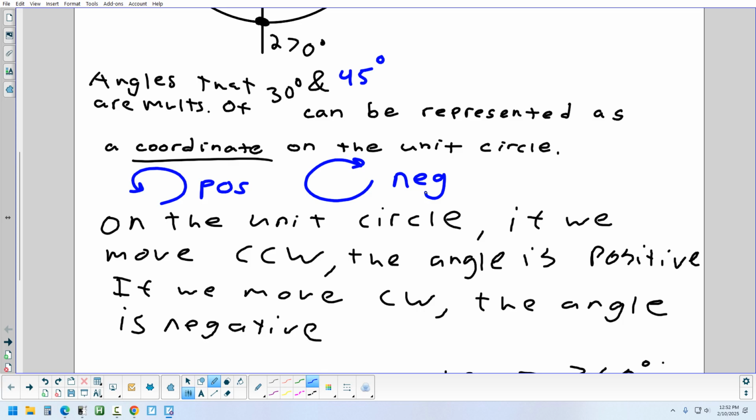In general, what kind of angles do you think we would prefer to work with? Positive. Yeah, we can work with positive. That's easier just because arithmetic with positive numbers is easier.